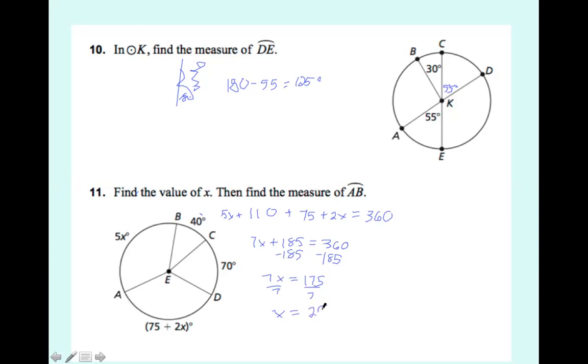Okay, so we've answered the first part. It says find the value of X, then find the measure of arc AB. So arc AB over here, this arc, it says is 5X.